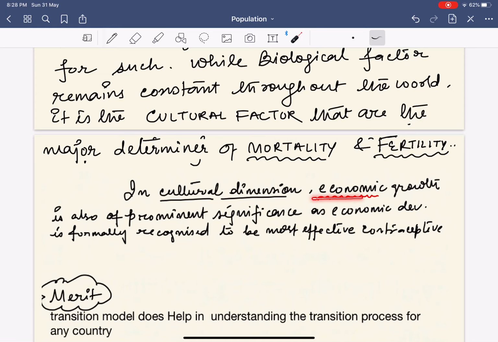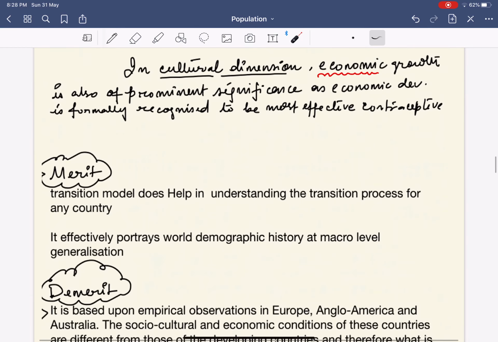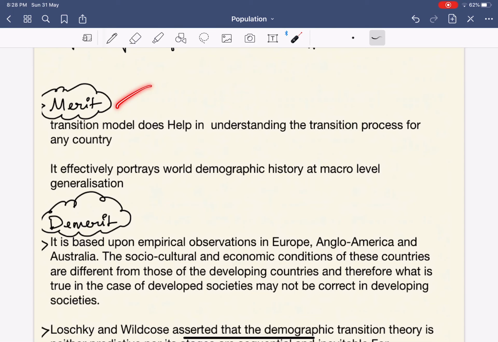What is this cultural factor? Economic growth. It says that with greater economic growth, fertility declines and the population declines. Take the example of Japan, a highly developed country, which also has a lower population. Look at Germany, France, and the USA. Now, what is the merit? The merit is that the transition model helps in understanding the transition process of a country, meaning in what stages they are moving. And second, it effectively portrays world demographic history at the macro level of generalization.